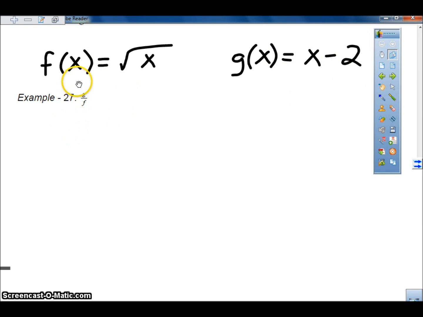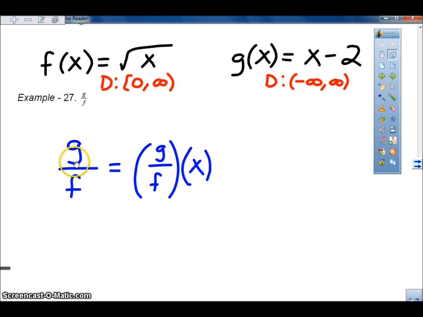So let's find g divided by f. And so the two relevant functions here are going to be f of x equals the square root of x, and g of x equals x minus 2. We want to find g divided by f. Again, that's a lazy way of saying we're looking for g over f of x. So that's the rest of the function notation there. A little bit later on, this will become relevant. The domain of f is 0 to infinity again, and the domain of g is negative infinity to infinity.